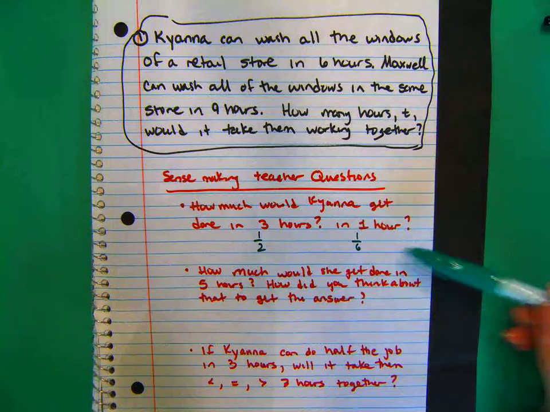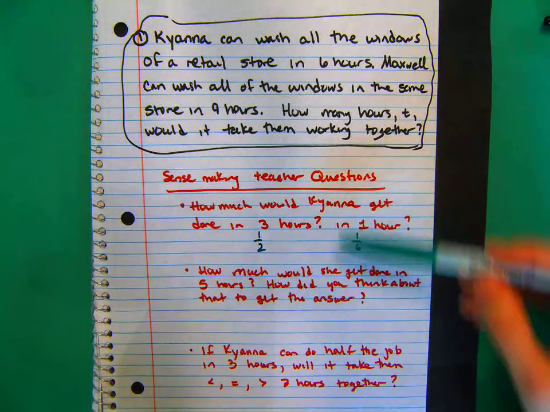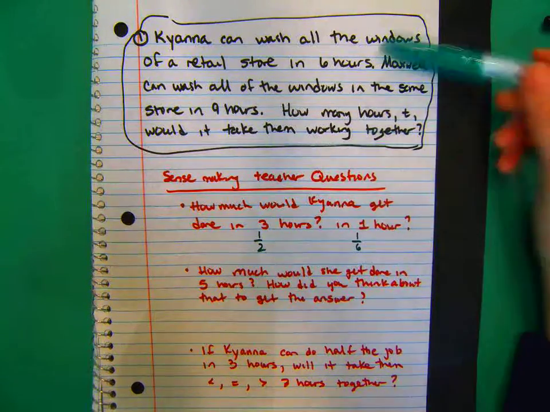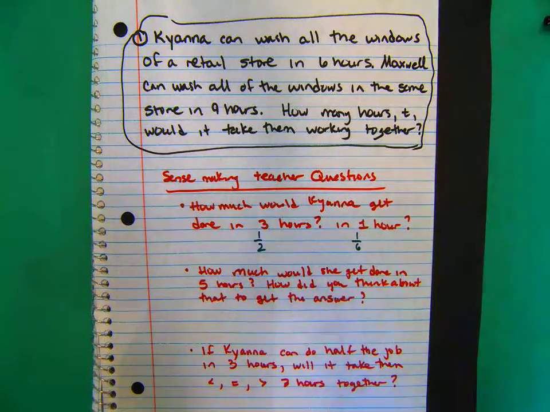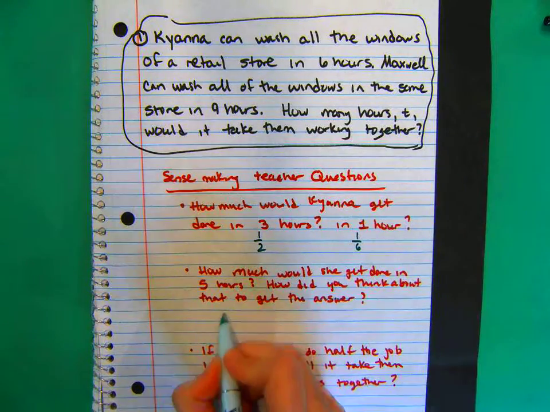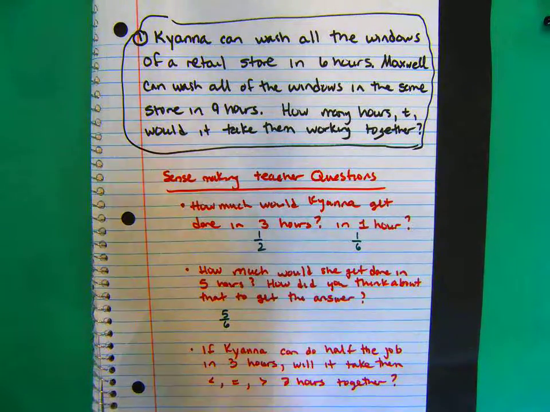If it's dead silent, then my push would be, well, it took her 6 hours to do the whole thing. So in 1 hour, how far done would she be? A half done? Would she be a third done? Hopefully you can get somebody with a sixth. Then how much would she get done in 5 hours? And kids might come up with 5/6 of the job.